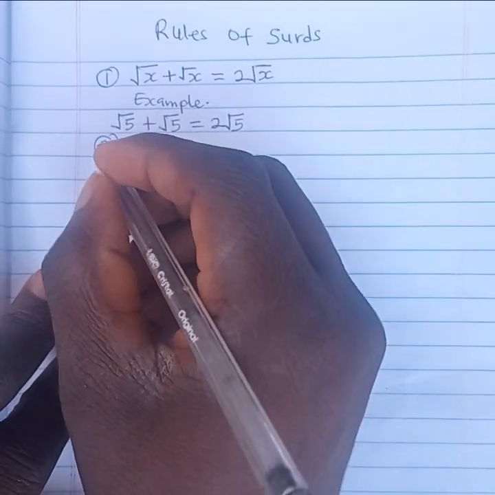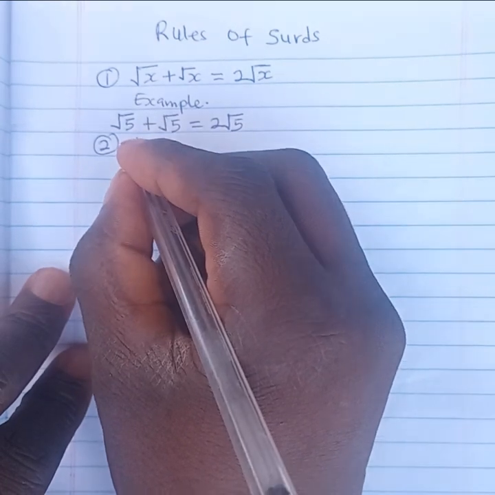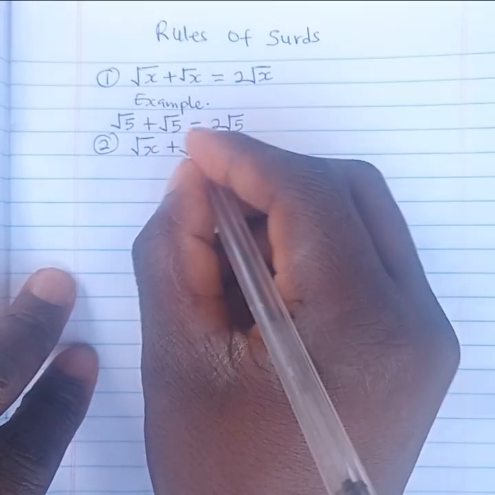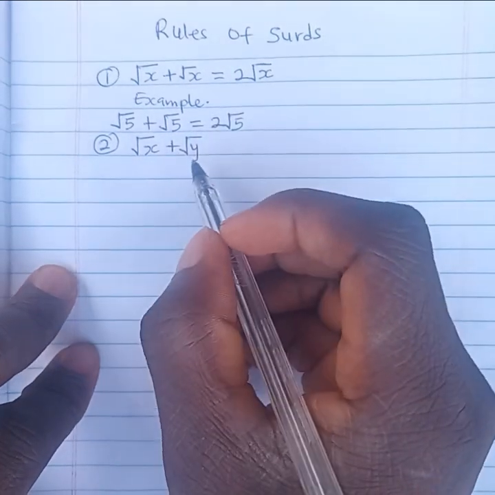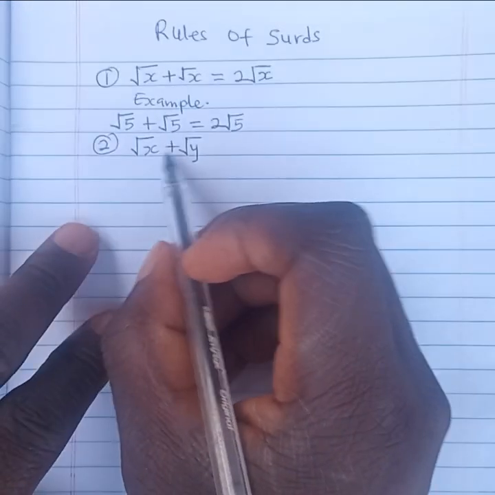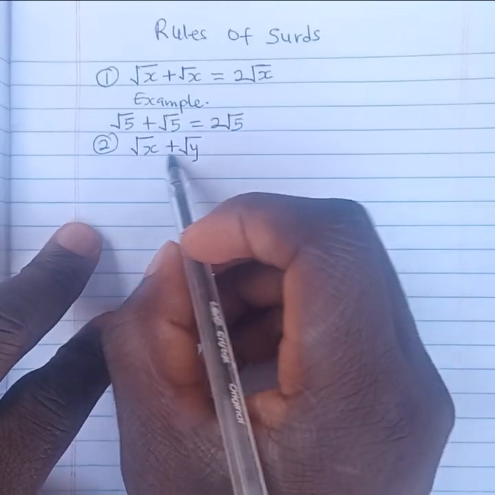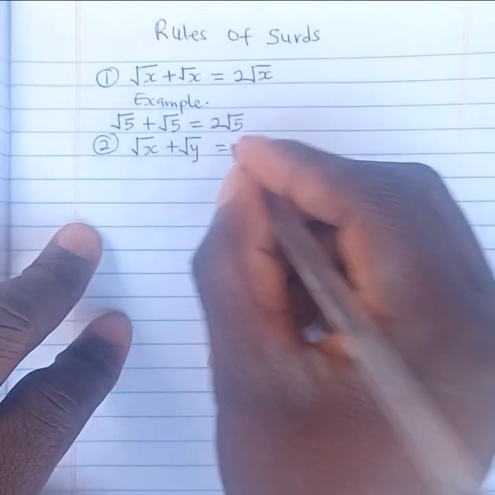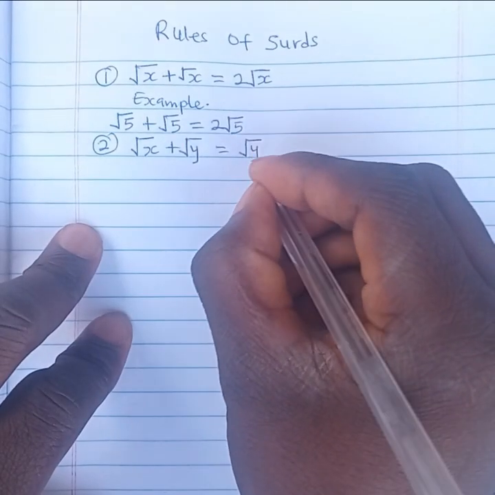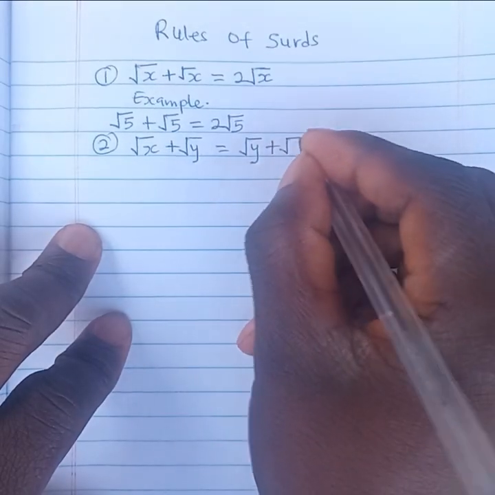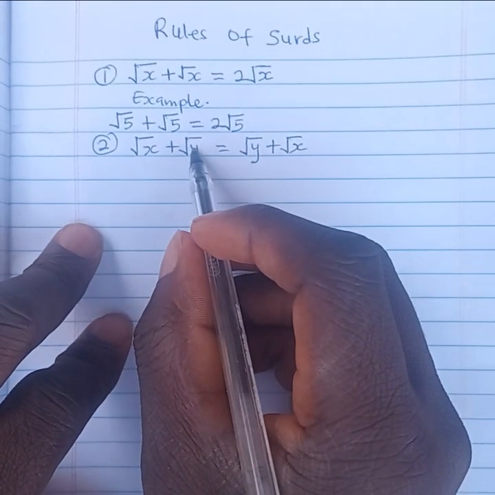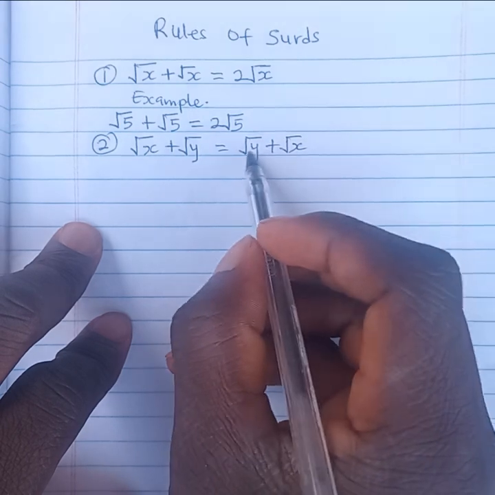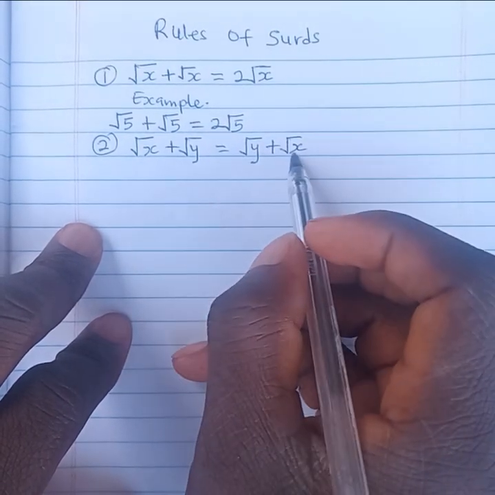Rule number 2: when you have square root of x plus square root of y, in this case the figures under the square roots are not the same. So what do you do? This will be equal to square root of y plus square root of x. Since the figures under the square roots are not the same, you can just interchange their positions, but you cannot add them.